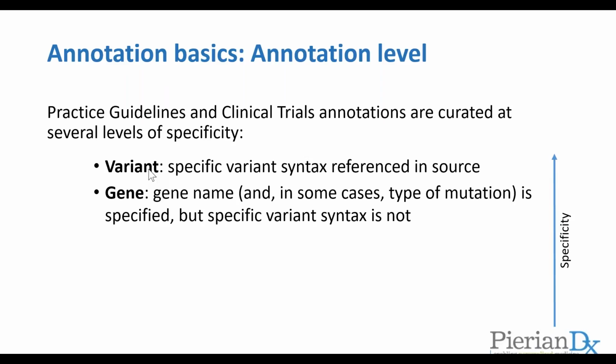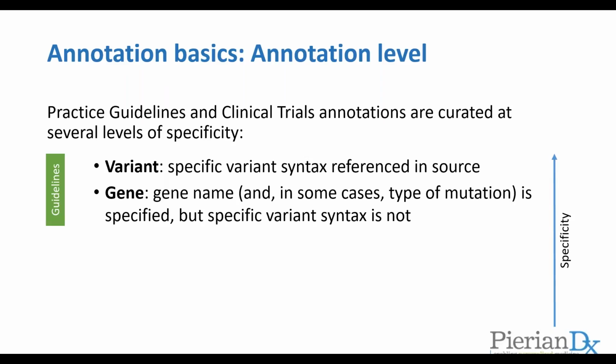So the most specific annotation approach is at the variant level, where a specific variant syntax is referred to in a source. So, KRAS G12D is explicitly mentioned in the trial or in the treatment guideline or FDA label. We'll give some other examples here as we go as well. One step down from that is the gene level specificity. And that is where there's no specific variant syntax mentioned, but the gene name is given, so there's no ambiguity there.